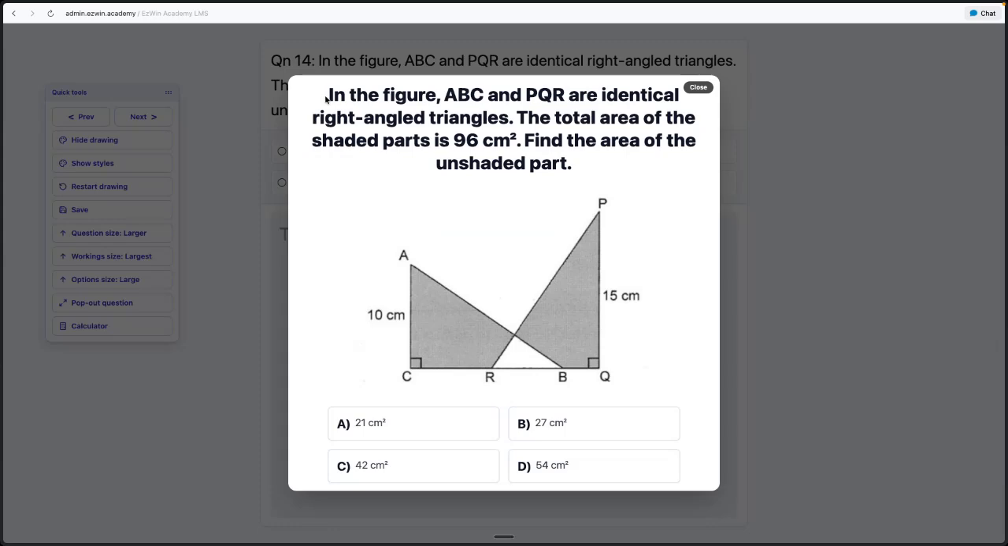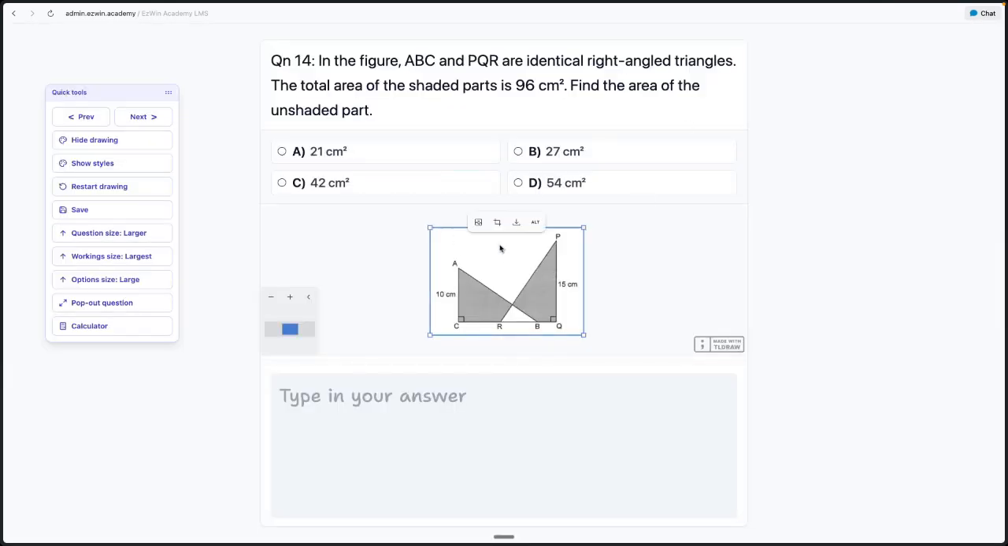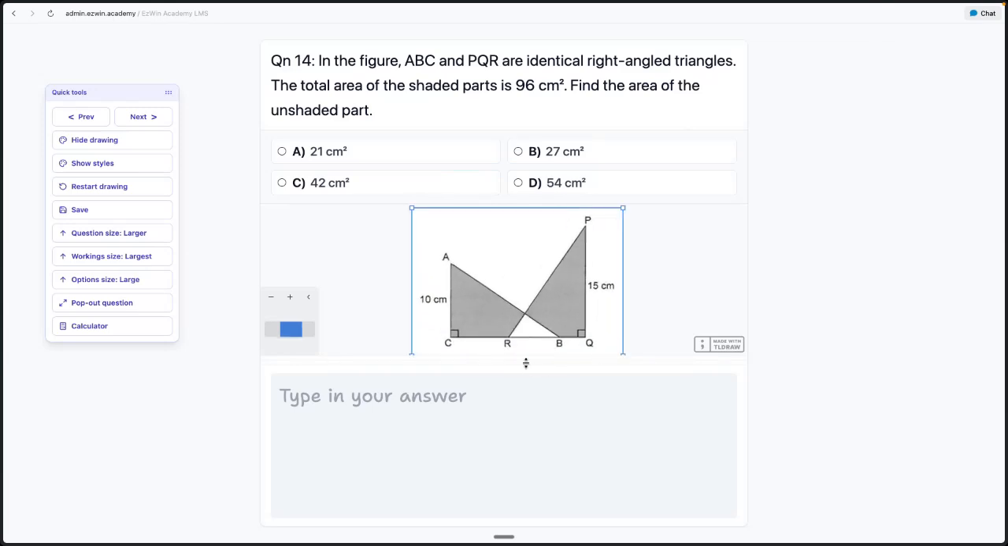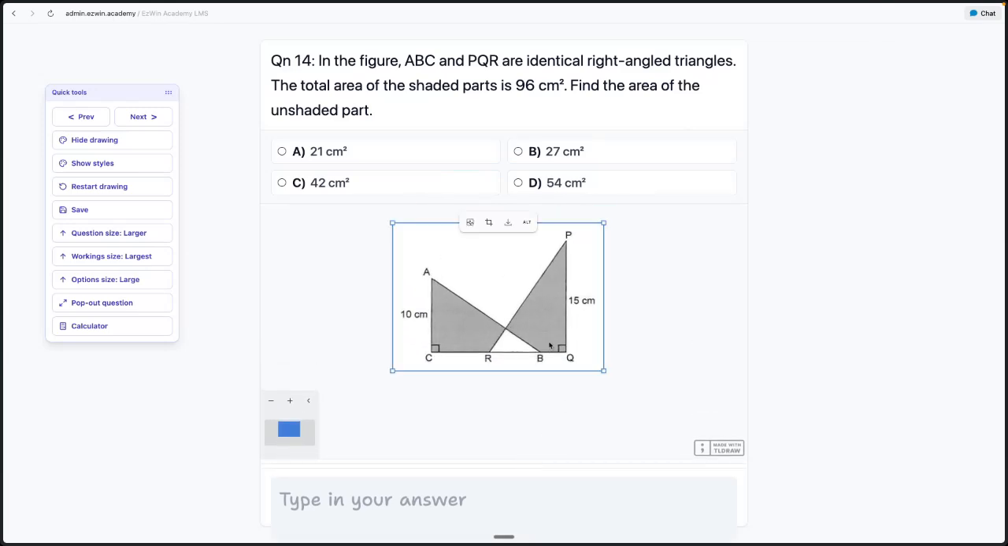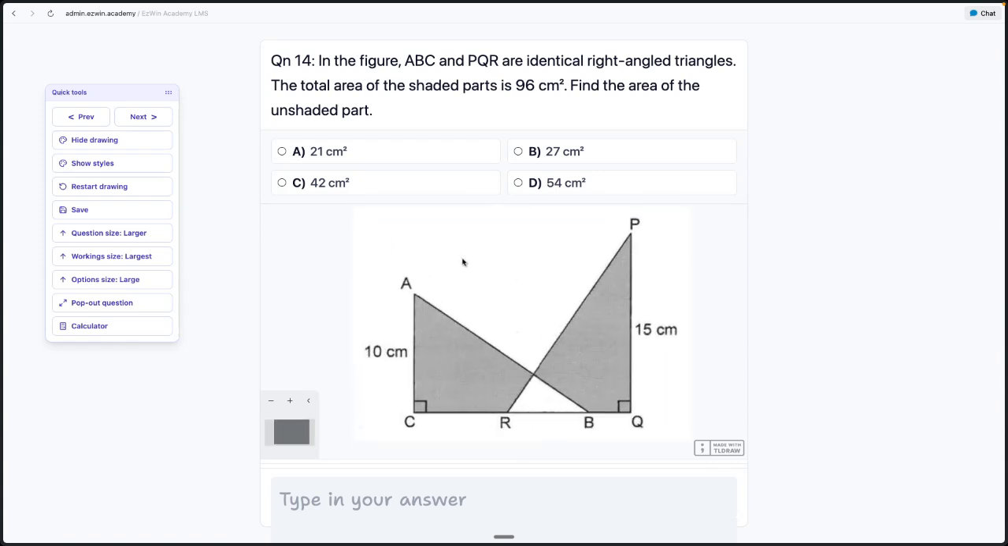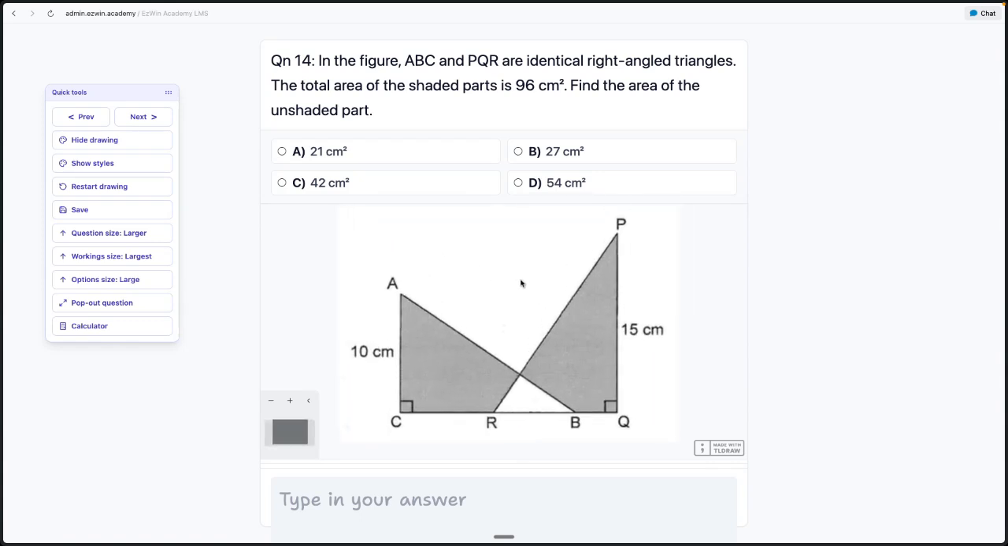Question 14. In the figure, A, B, C, and PQR are identical right angled triangles. The total area of the shaded parts is 96 centimeters square. Find the area of the unshaded part. So these are identical triangles as what we see over here, right? So the thing is that we actually can slowly figure this out.